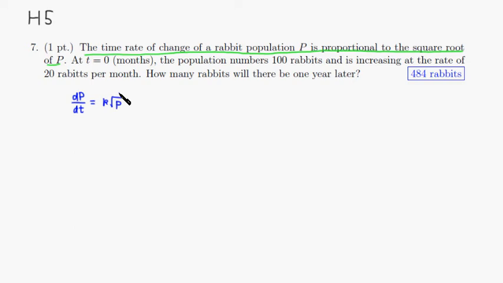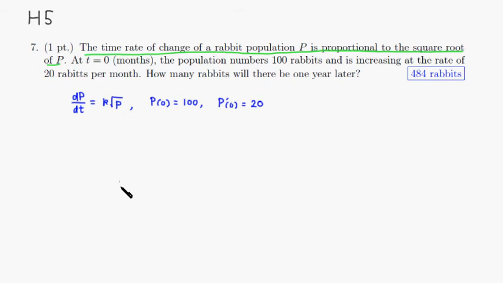All right, and then we have some initial conditions. When t equals 0, the initial population is 100. So we know that P of 0 is 100. And it also says that it's increasing at the rate of, so P prime of 0, which is dP over dt, is equal to 20 rabbits per month. All right, so we have that.